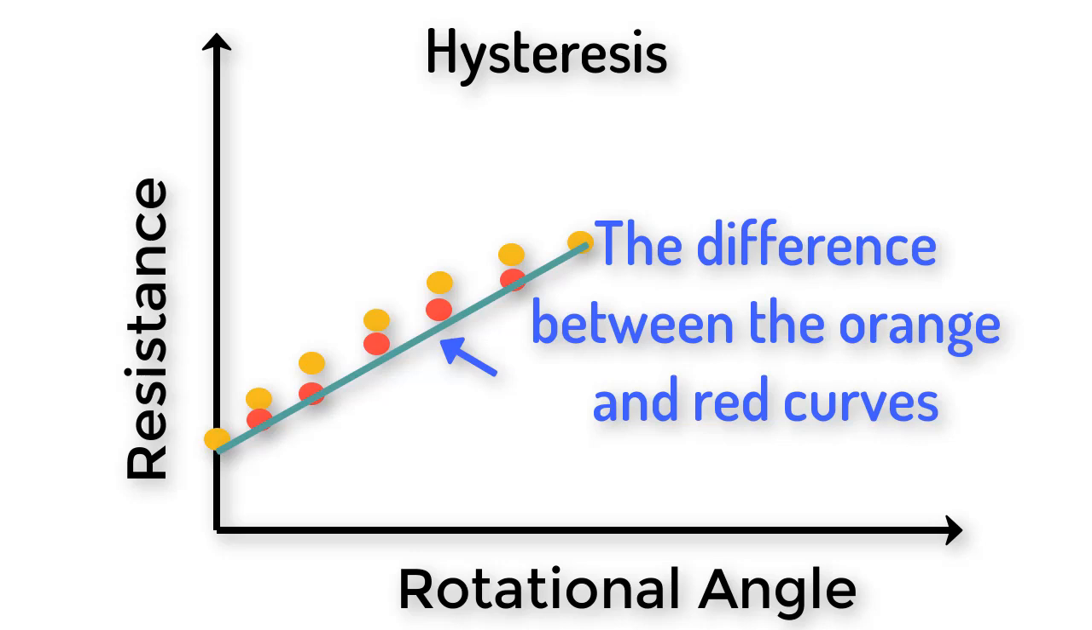Now, I remember when I first learned about hysteresis error myself, I was totally baffled. I just couldn't fathom why a sensor would respond differently in one direction than in the other direction. So I'm going to take a little detour now and show you an example of why a sensor might have hysteresis.